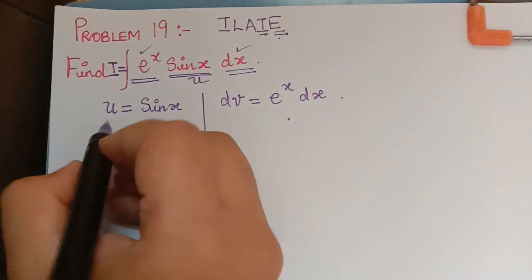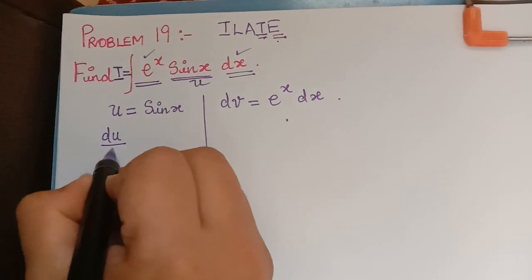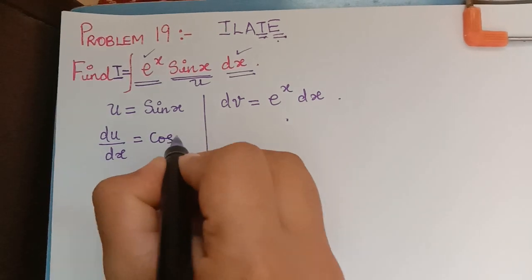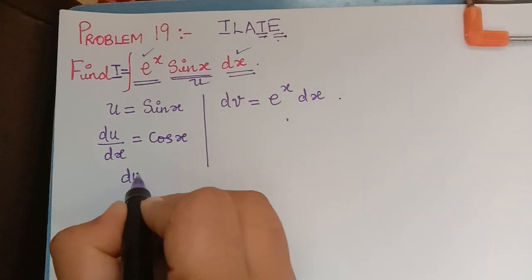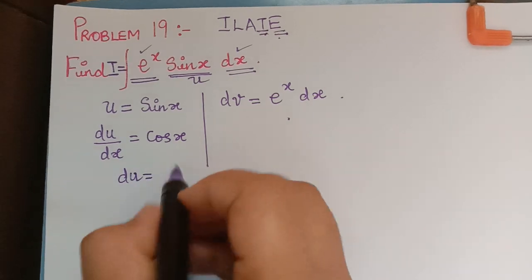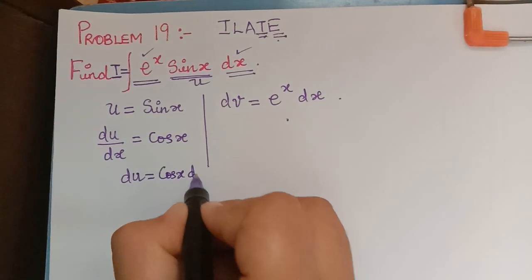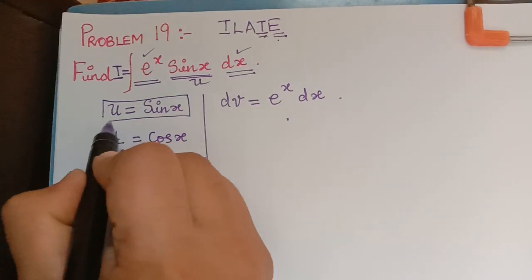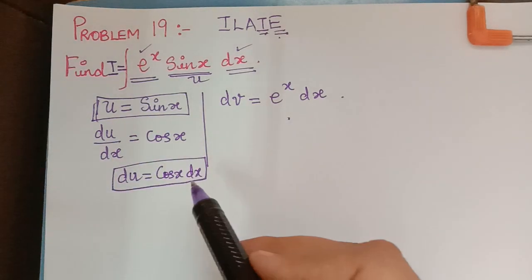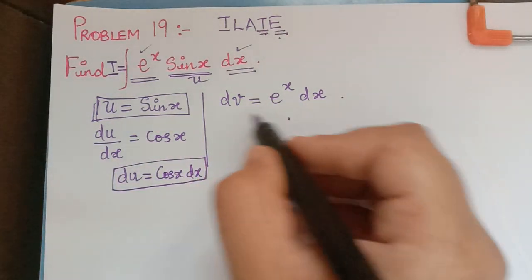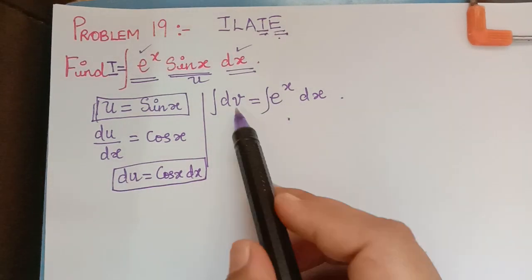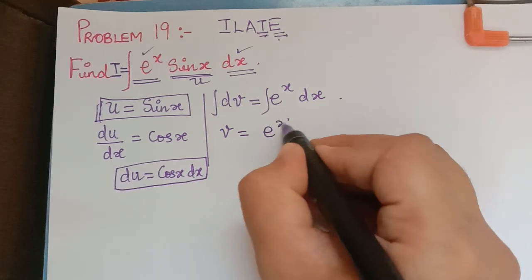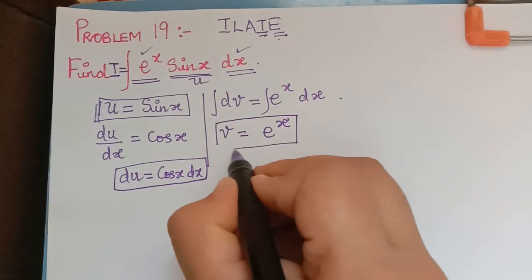Now we have to differentiate this u. So du by dx is equal to, what is the differentiation of sin x? It is cos x. So from this we obtain du equal to cos x dx. So u we have chosen as sin x, and we have obtained du equal to cos x dx. Now we have to integrate on both sides. The integral of dv is v and the integral of e power x is e power x. So we have obtained v from this.